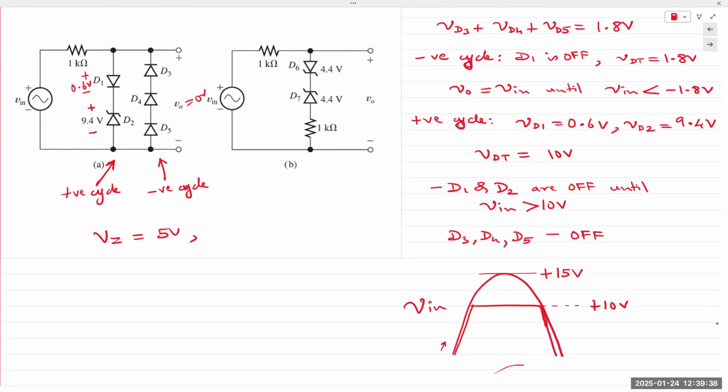So this is Vout. Here, no, it's not 0. I was talking with ideal diodes. If it's an ideal diode, then it goes to 0. But we have 0.6 volts in the forward bias and then 9.4 in the Zener. So that was incorrect on my part.